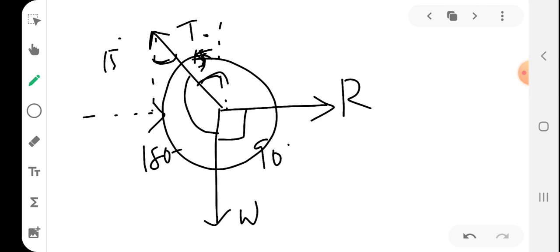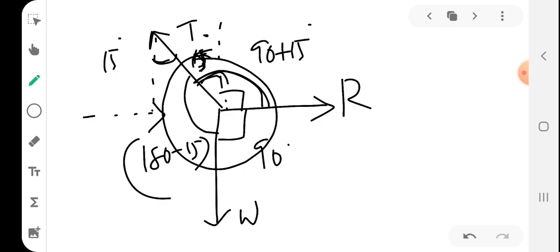180 minus 15, right? And what will be this total angle? Actually this is 90 and this is 15. So this total angle will be 90 plus 15, right? So all the three angles are known. This is 90 plus 15, this is 180 minus 15, and this is 90. So now we know the value of W.